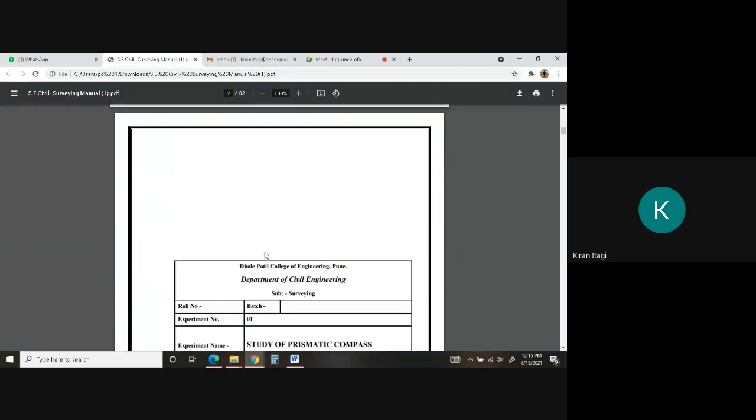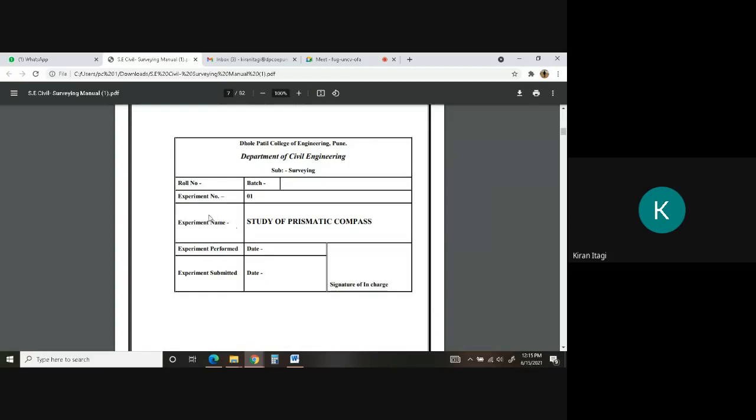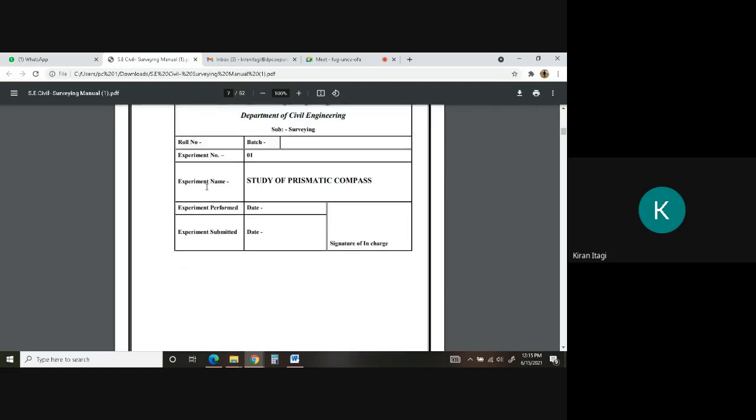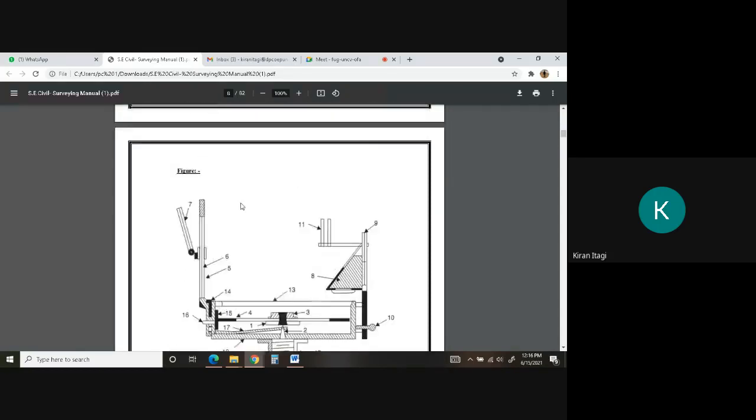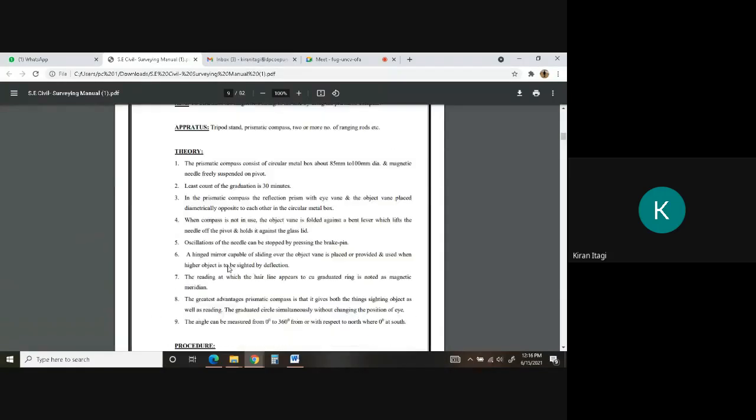The next thing is, on the third page write down experiment number 1, study of prismatic compass, only this much. Experiment performed, experiment submitted, we will see it. If the college opens, we will go on performing the practicals. So on page number 3, write the experiment number and the experiment name, that is study of prismatic compass. And figures, 100% you have to draw the figures, it is compulsory. And you have to draw these figures along with their namings.